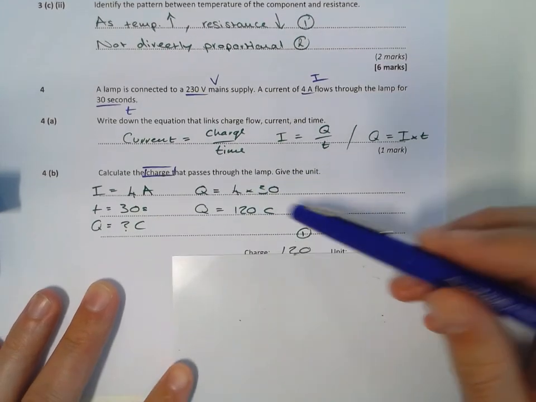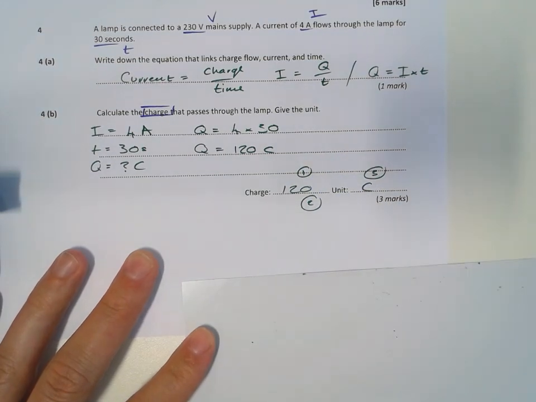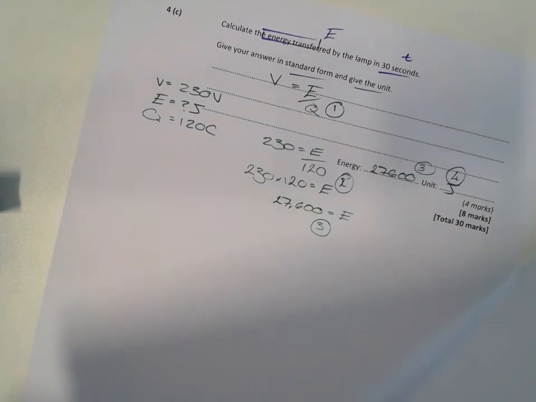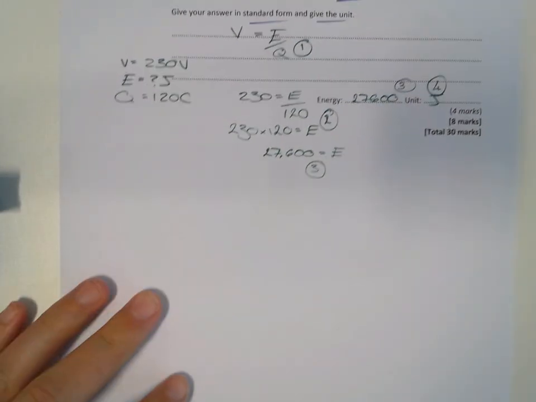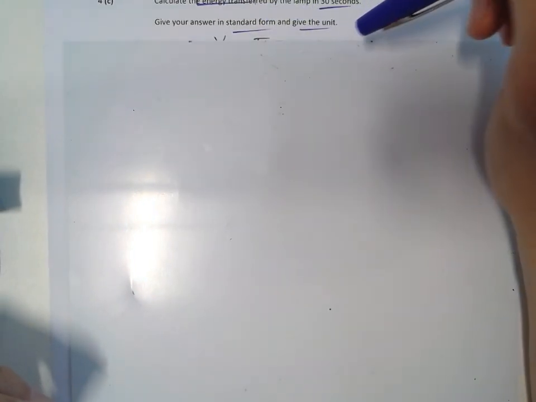4 times 30 gives you 120. You get 2 marks for getting 120, you get a third mark for writing coulombs, which is the unit for charge. And last question. It wants to know the energy transferred in 30 seconds. It wants you to give the answer in standard form, and it wants a unit.